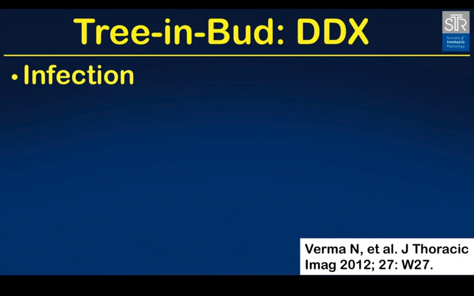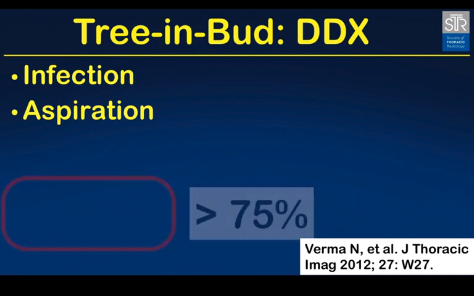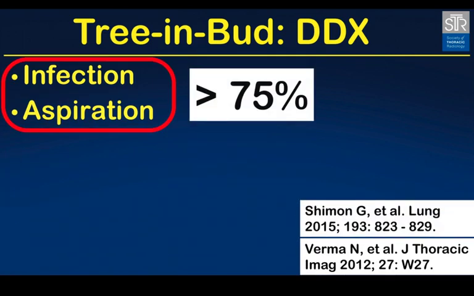Now, the differential diagnosis for tree-in-bud on CT includes infections, and a wide variety of infections: tuberculosis, non-tuberculous mycobacterial infection, bacterial and viral airways disease can manifest with tree-in-bud opacities, aspiration, particularly if the tree-in-bud opacities are in a dependent location. And in a recent review, infection and aspiration accounted for over 75% of causes of tree-in-bud on CT, with infection by far the most common cause.